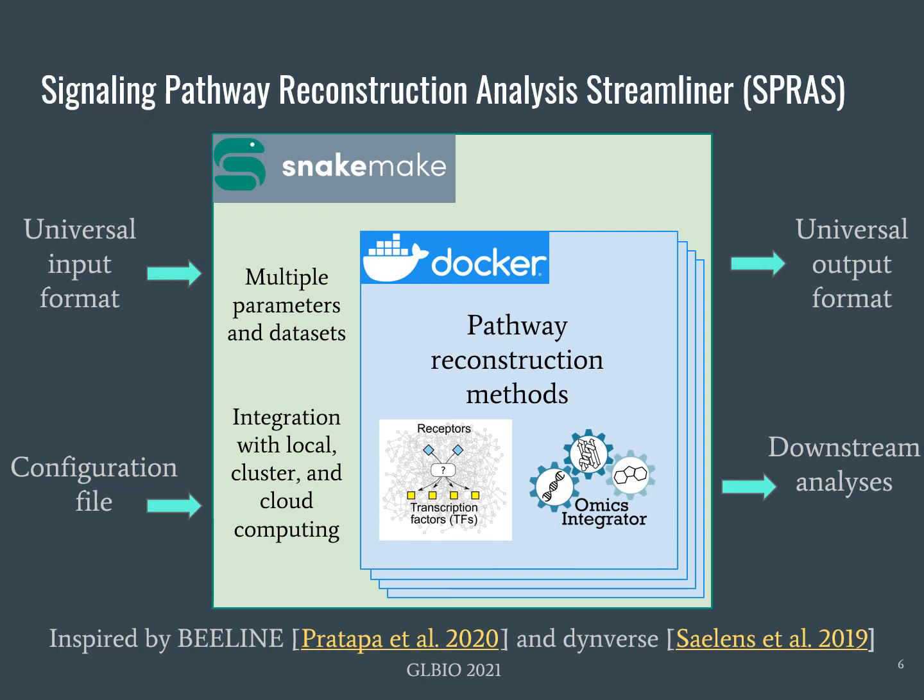Our prototyping framework is called the Signaling Pathway Reconstruction Analysis Streamliner, or SPRAS. Here we specify one type of input that's compatible with all supported methods, and this is a universal file format. We can utilize the organization of a configuration file in order to specify all the different methods, parameters, and datasets that we want our workflow to run. The workflow itself is actually built on two major technologies, Snakemake and Docker.